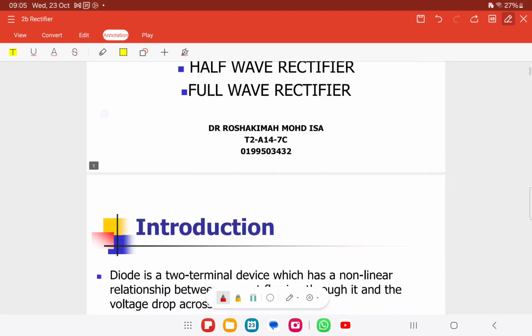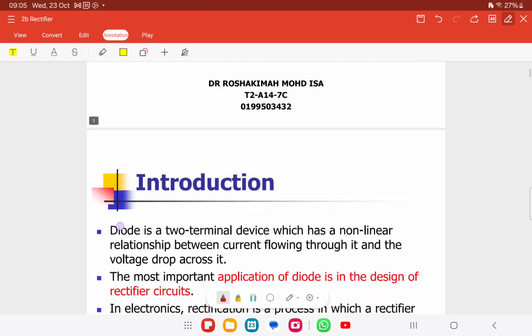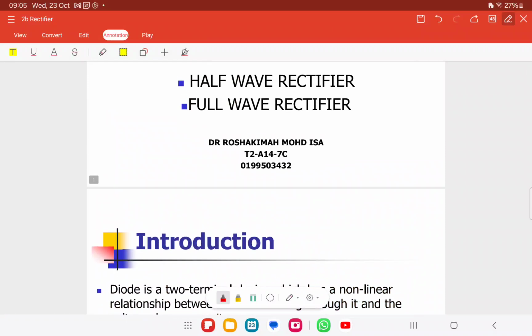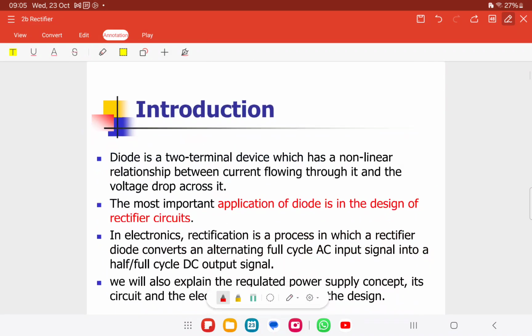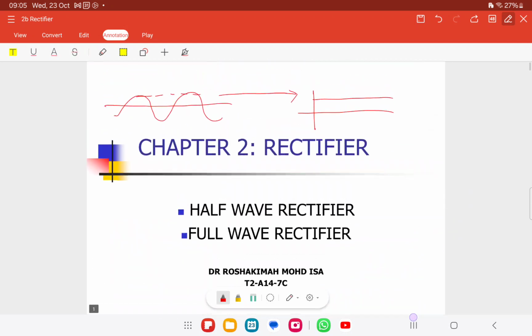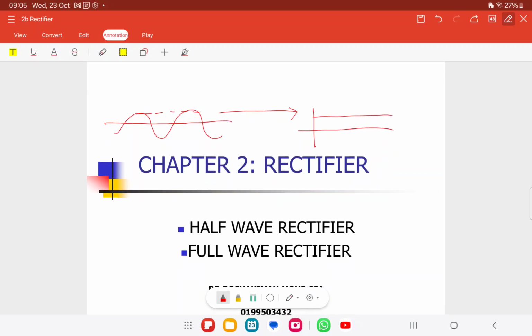Alright. So now we want to go for the rectifier. There are two types of rectifier, half wave and full wave. Look at what I wrote. Rectifier is part of the power supply circuit used as power distribution because we want to convert the AC signal that has positive and negative cycles into one line signal only, which is more stable.